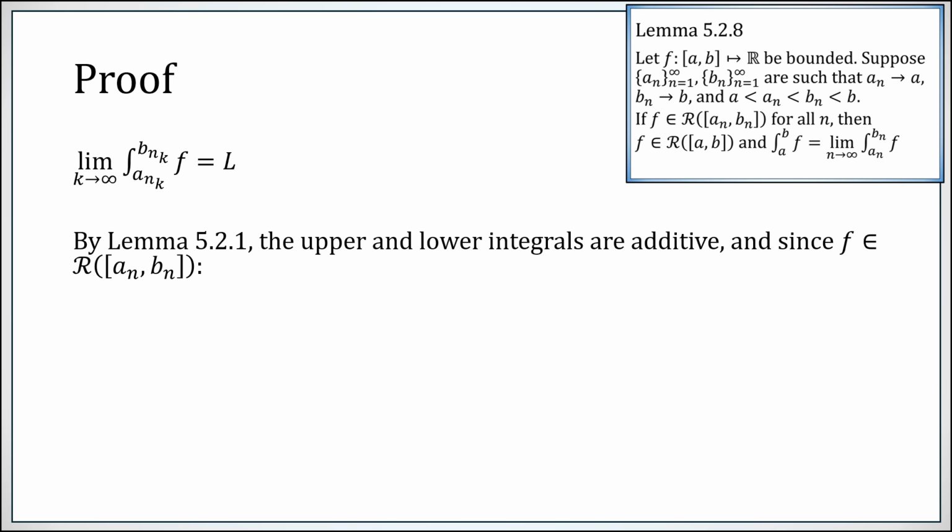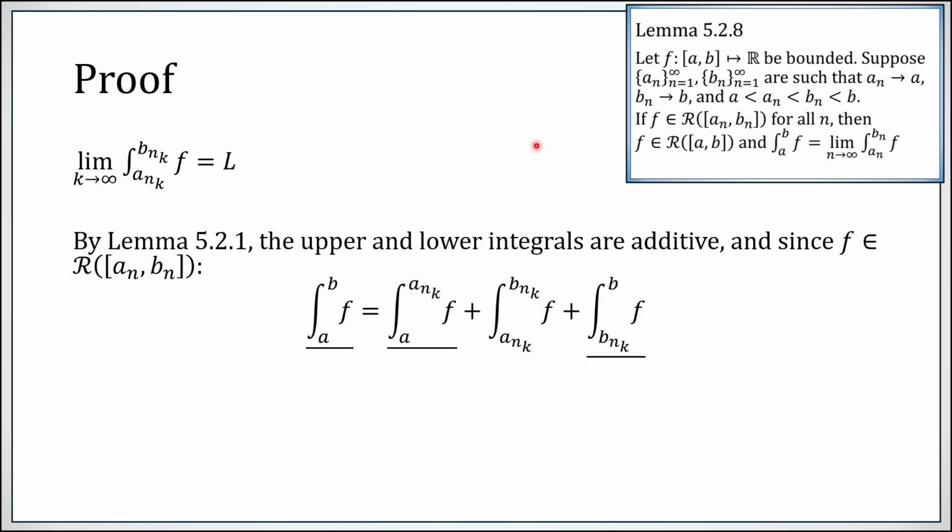Now by lemma 5.2.1, the upper and lower integrals are additive. So since f is integrable on all of these little intervals from an to bn, we get the following. The lower integral from a to b can be represented as the lower integral from a to ank plus the lower integral ank to bnk, but because f was integrable here, that lower integral is just an integral, and then a lower integral on this missing piece, bnk to b.